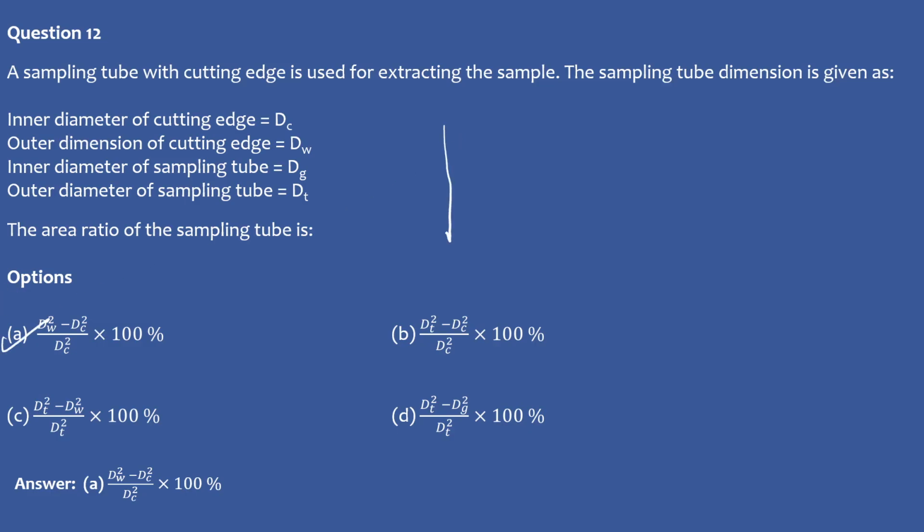So usually this is how your sampling tube looks like with cutting edge. And here is your sampling tube having the diameter. So this is your inner diameter of sampling tube with a cutting edge, and then that is your outer diameter. So this is your Dw and this is your Dc. So Dw square minus Dc square into 100%.